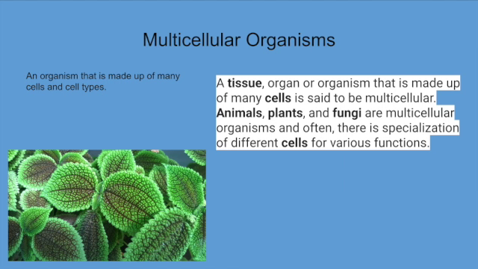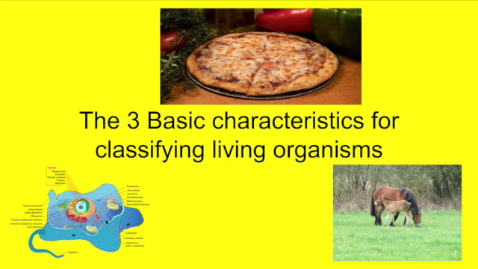Multicellular organisms. So multicellular organisms are organisms that are made up of multiple cells and cell types. This would include animals, plants, and fungus. So our three basic characteristics for classifying living organisms.